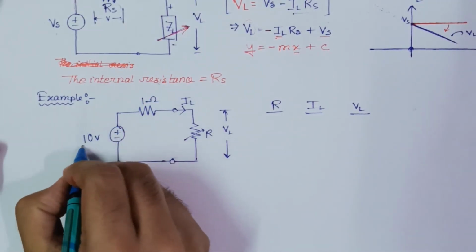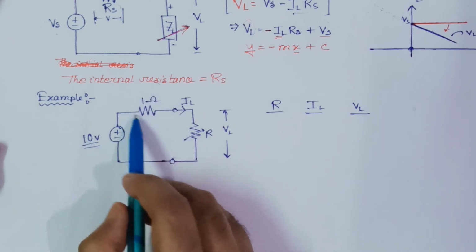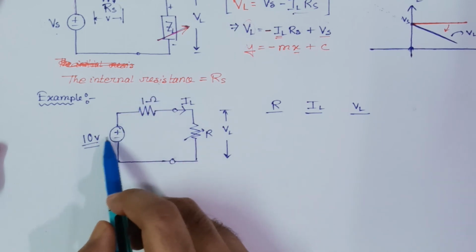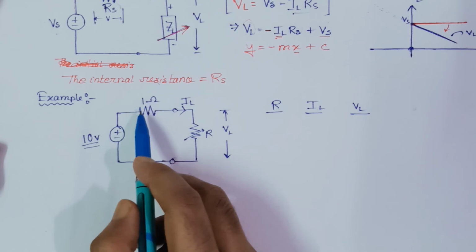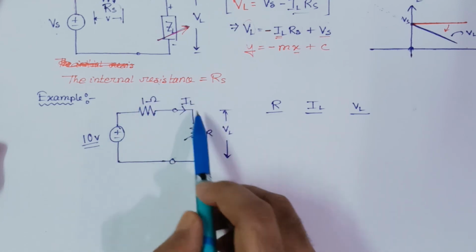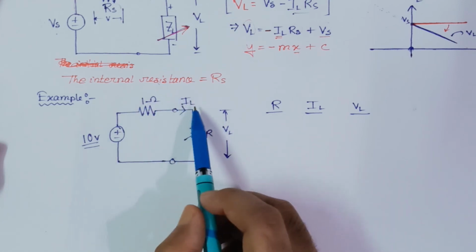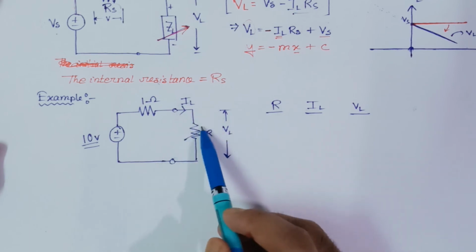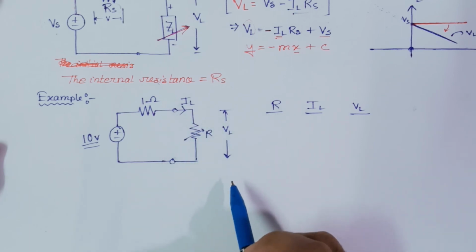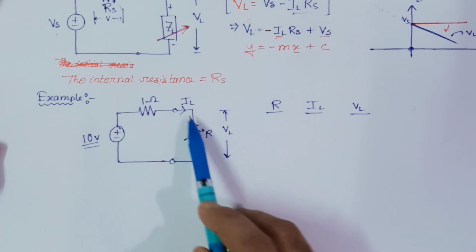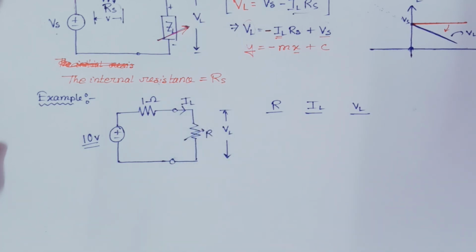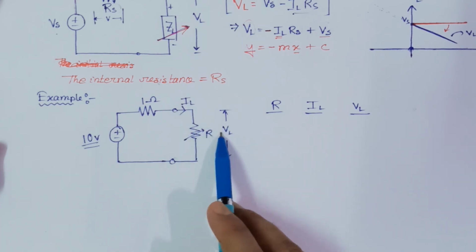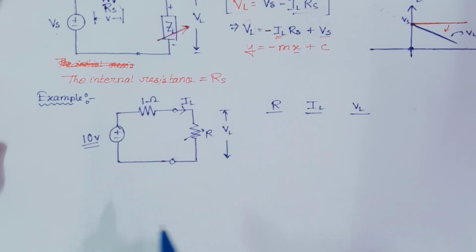Clear? Now see, in this example, the source voltage is 10 volt and the internal resistance of this source voltage is 1 ohm. Now we don't know the value of IL and R, because IL will vary when we vary this value of R. So this value of IL is dependent on R.